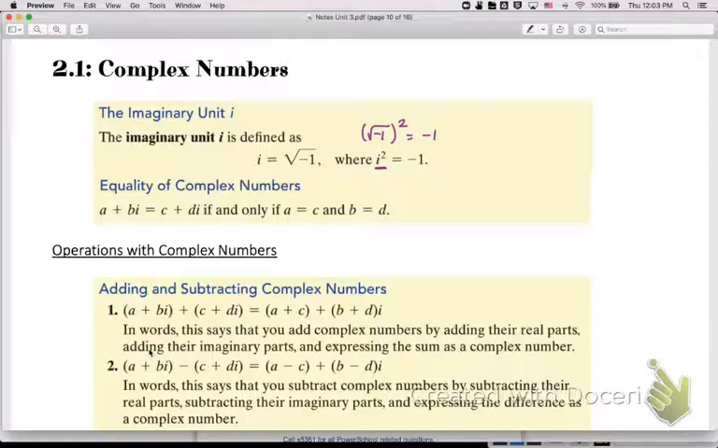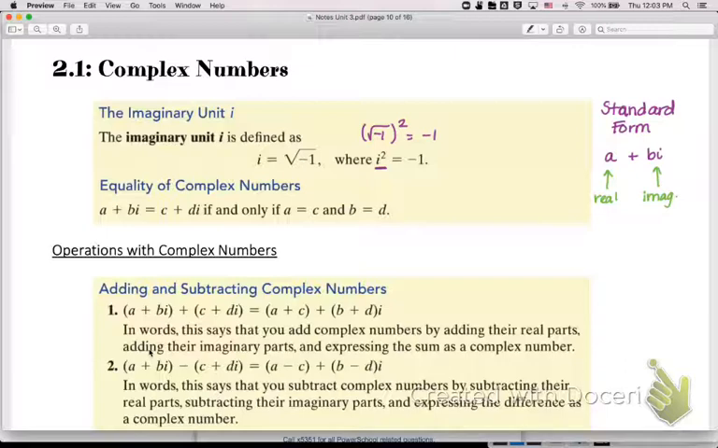Complex numbers are going to be written in the form a plus bi, and that is always considered standard form. Standard form of a complex number is always a plus bi. a is going to be the real number piece, and b is the imaginary piece. The bi contains the imaginary part.